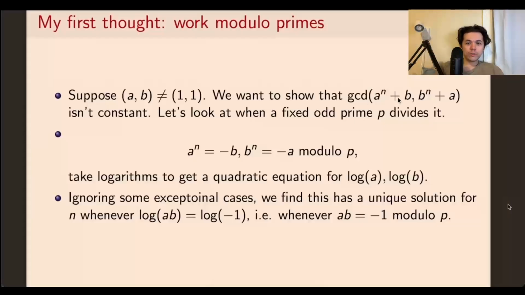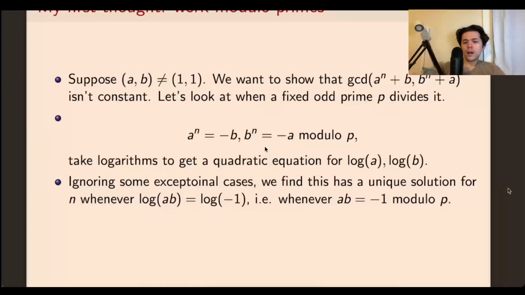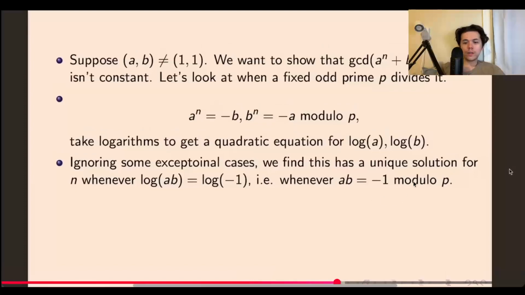So you take this expression and you have these two equations. Well, when does a prime divide it? A prime divides it when a to the n plus b equals 0 mod p and b to the n plus a equals 0 mod p, which are these two equations. a to the n equals negative b and b to the n equals negative a mod p. And you can take logarithms. And when you do this, you get n log a equals log negative 1 plus log b, and n log b equals log negative 1 plus log a. And then you can do replacement, and you get a quadratic in n, and then you can make some argument that if you choose your p cleverly, you can choose a p such that p divides ab plus 1.